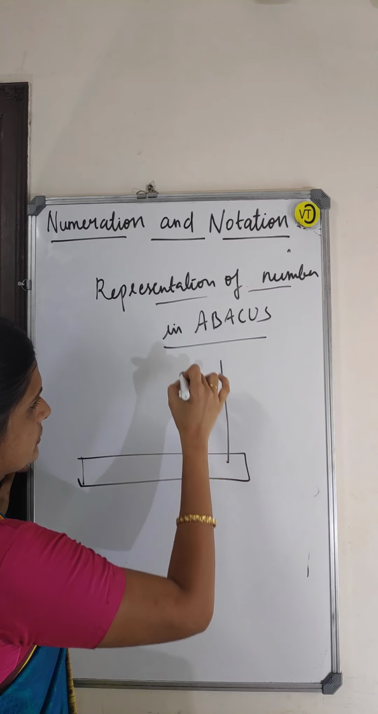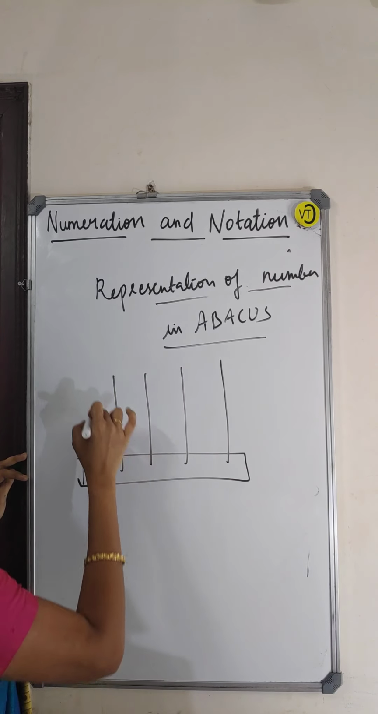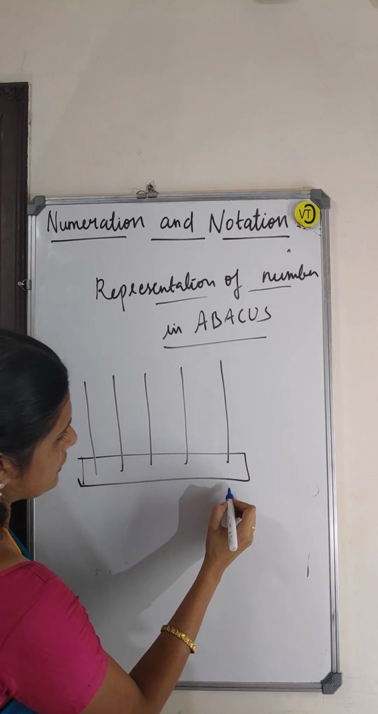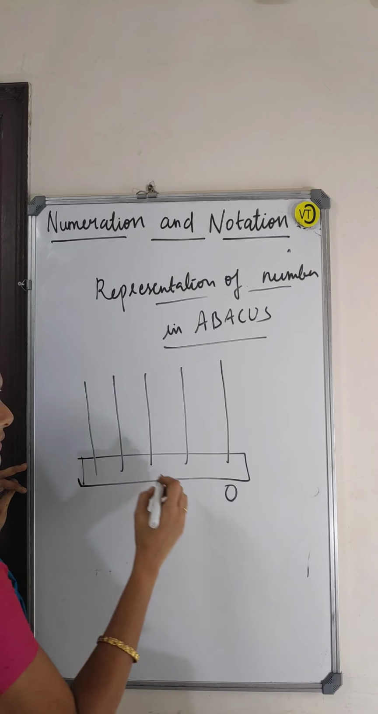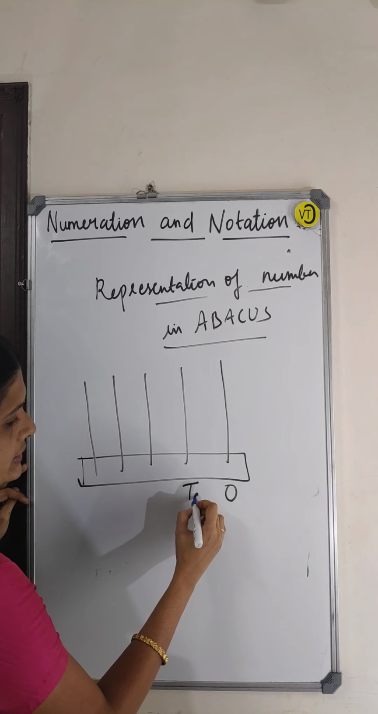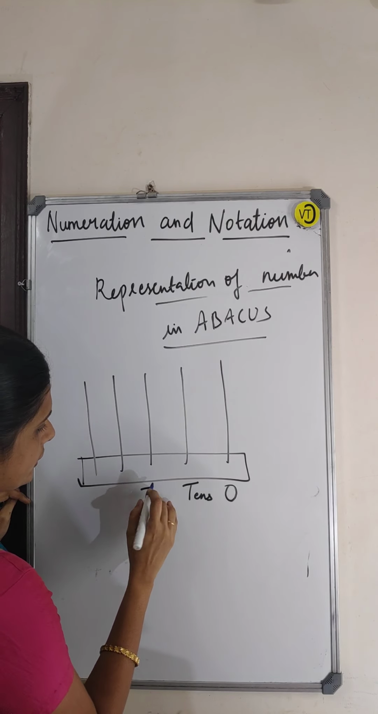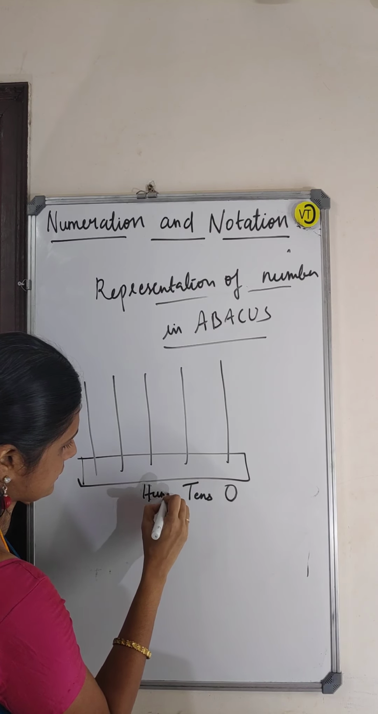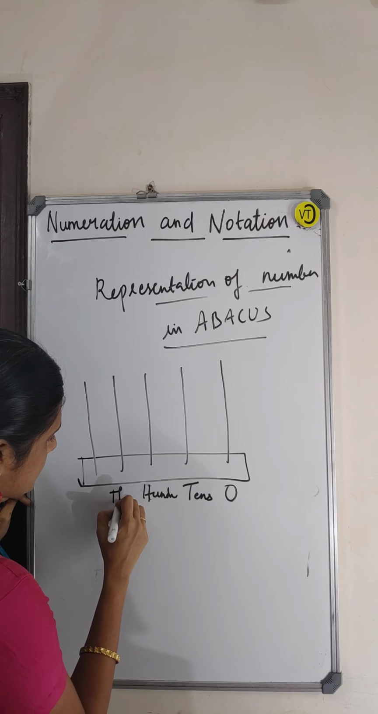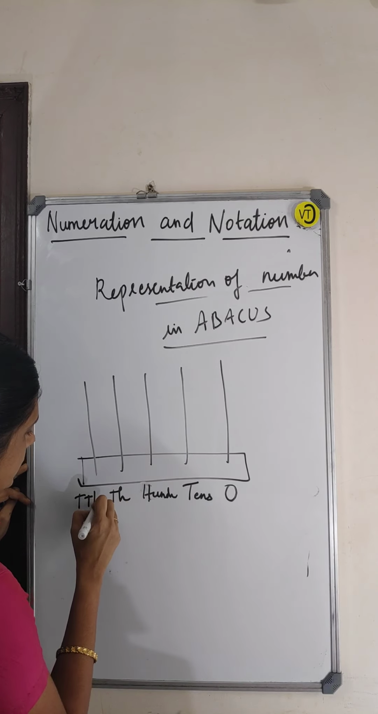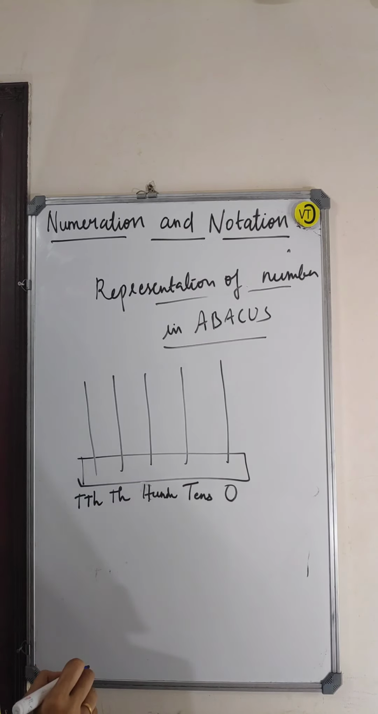In the abacus kit, you will be having many rods. Okay. This first one is ones. Second one is tens. Third one is hundreds. And fourth one is thousands. The last one is 10,000. Okay. On each rod, you have to add the beads.